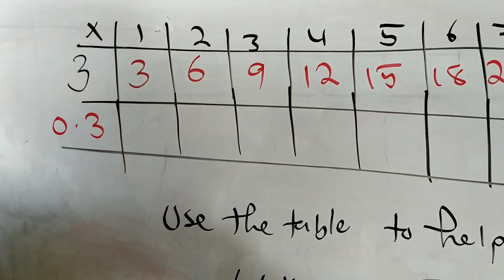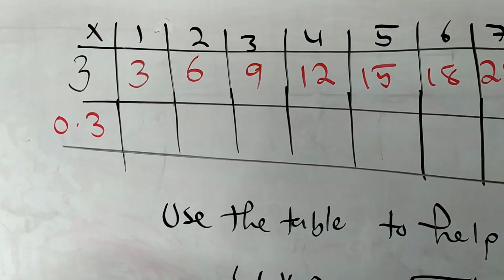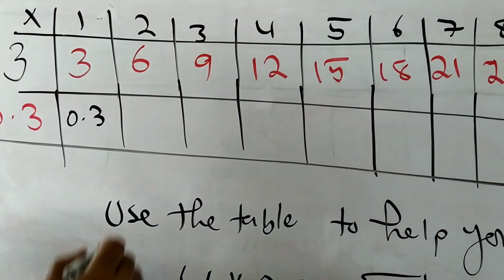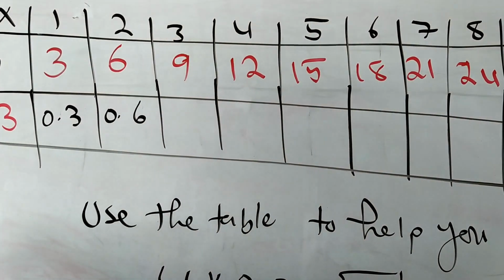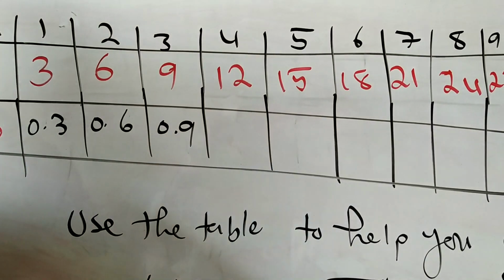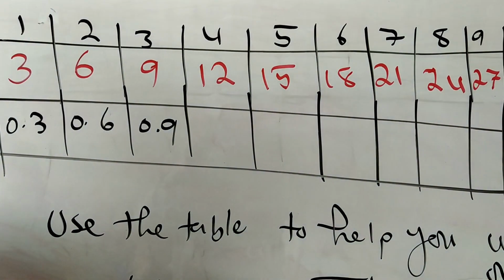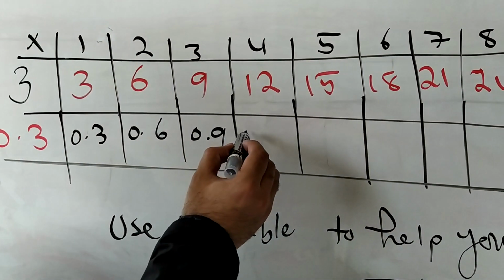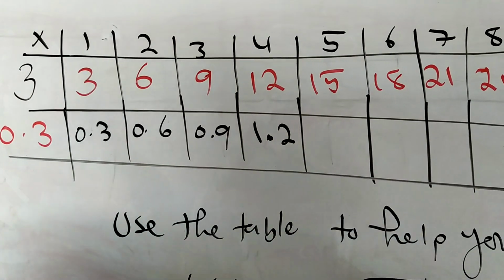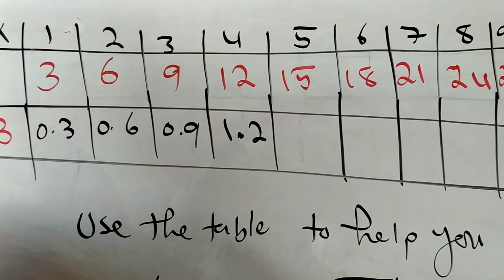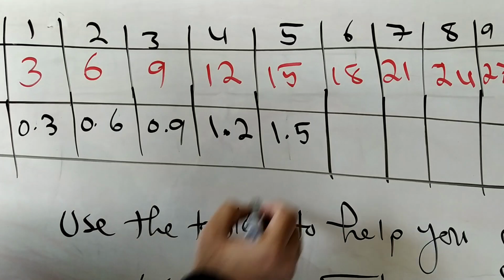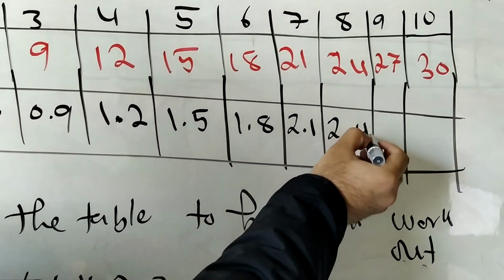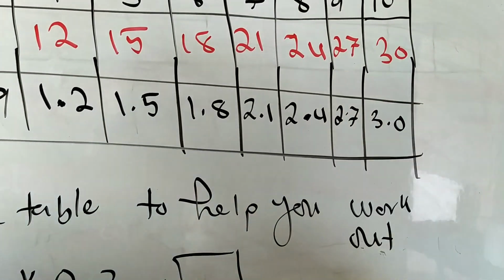0.3, like this, we can say 0.3 times 1, 0.3. 0.3 times 2, 0.6. 0.3 times 3, 0.9. Now, 0.3 times 4. Don't tell me that the answer is 0.12, okay? Because we know that the answer is 1.2, okay? Remember, 0.3 times 5, 1.5. 1.8, and so on. 2.1, 2.4, 2.7, and 3.0. Okay?